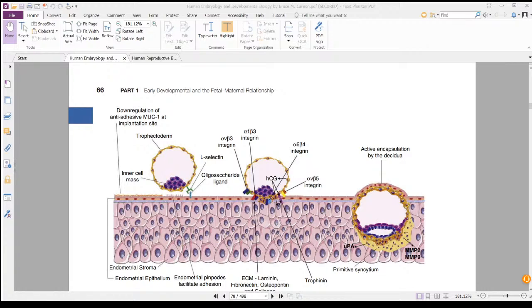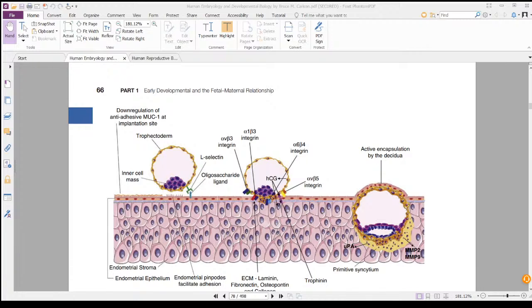Then they have the expression of L-selectin and various kinds of integrin. These all come under the category of cell adhesion molecules. You have trophinin also, which is expressed by the blastocyst only. One more point I had made: the embryonic pole, or the animal pole, comes into contact with the epithelial cell layer, and then it will penetrate into the stromal layer, which is the connective tissue layer of the endometrial lining, right?